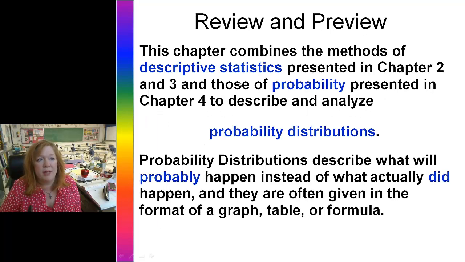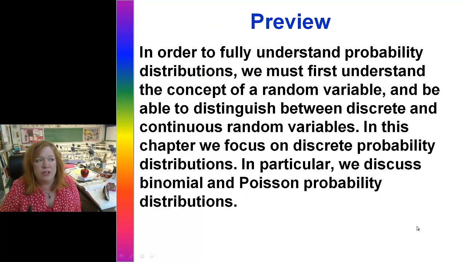In this chapter, we're going to combine the methods that you've used already, descriptive statistics and those of probability, which was just the last chapter, and talk about probability distributions. Probability distributions describe what will probably happen instead of what actually did happen. They are theoretical, and you know life is not always a mathematical equation. So in order to fully understand probability distributions, we have to understand the concept of a random variable and be able to tell the difference between discrete and continuous variables. So we're going to talk about our discrete probability distributions first.